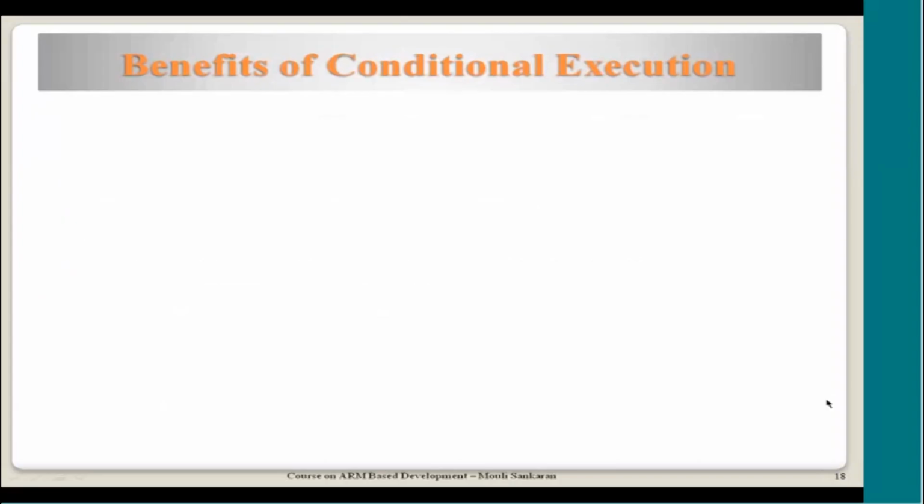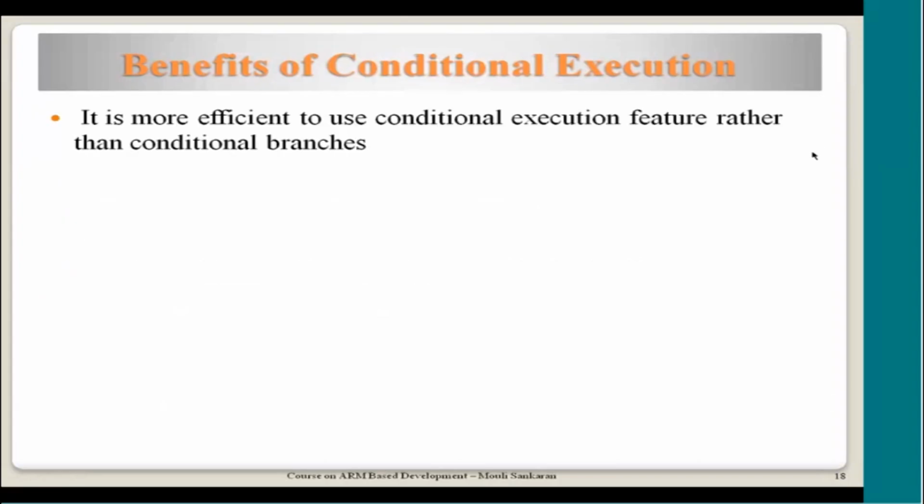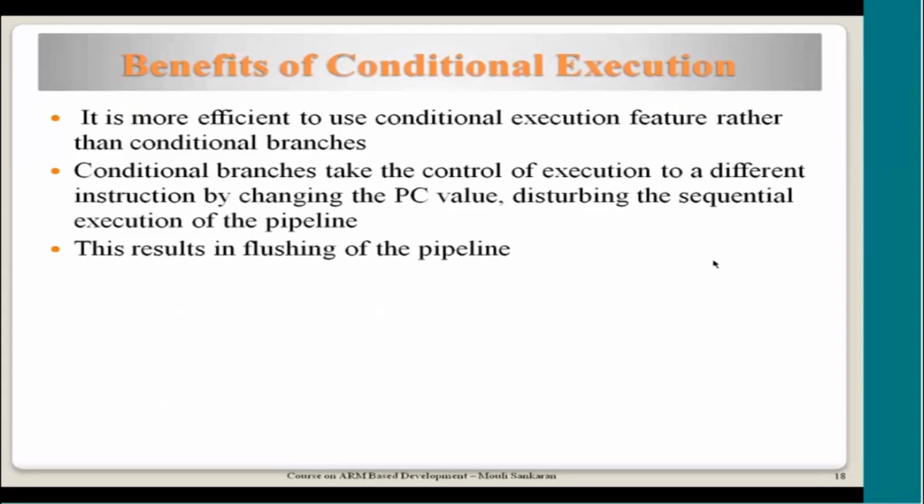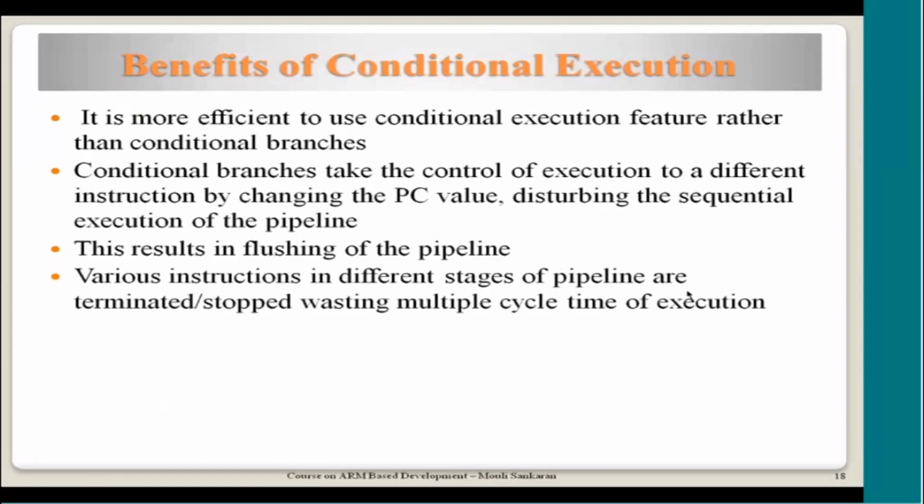Now, what are the benefits of conditional execution? I mentioned it to you. It's better than using conditional branches, because conditional branches take the control of execution to a different instruction by changing the value of PC and disturbing the execution pipeline, and it needs to fetch at least 2 instructions minimum. And why 2 instructions? Because I am talking about ARM7, which is a 3-stage pipeline. So whenever you talk about instructions, please remember the pipeline. That should be at the back of your mind.